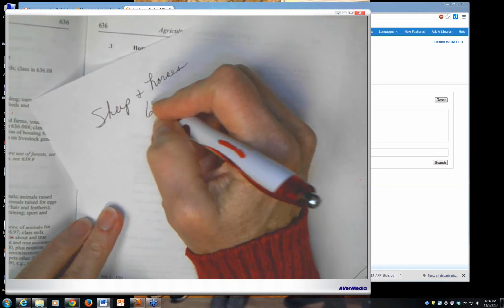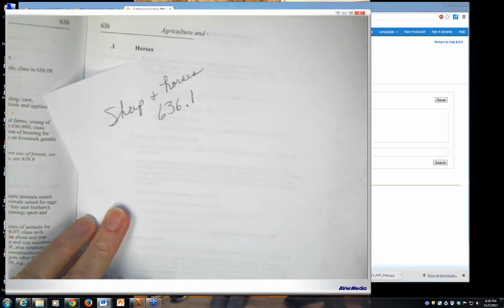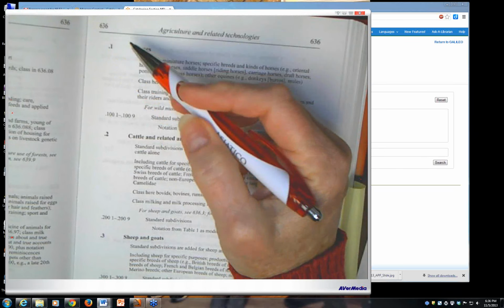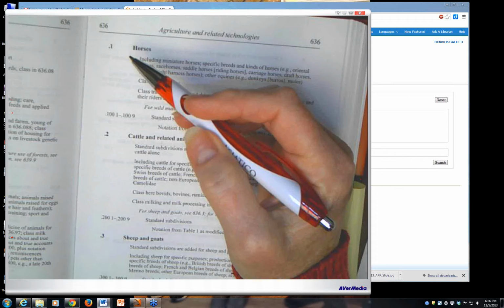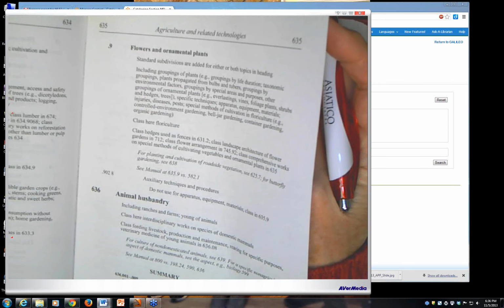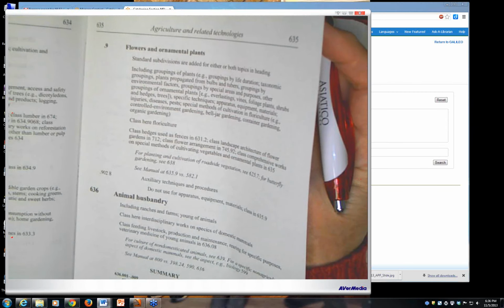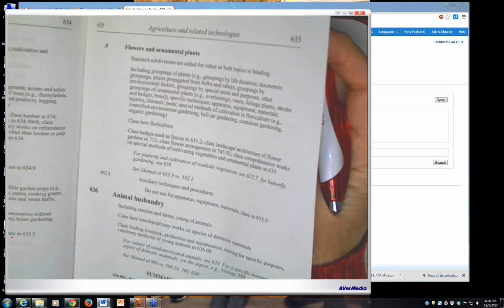And it's 636.1. That's the one I come to in citation order first. There is no table of preference. Back up the schedules. So my number is 636.1.